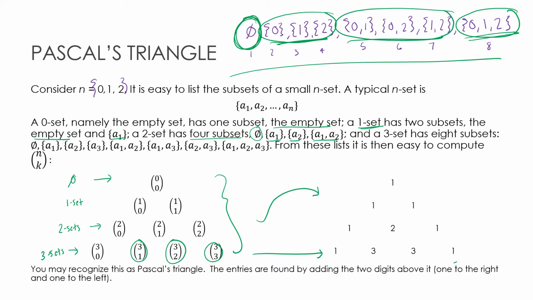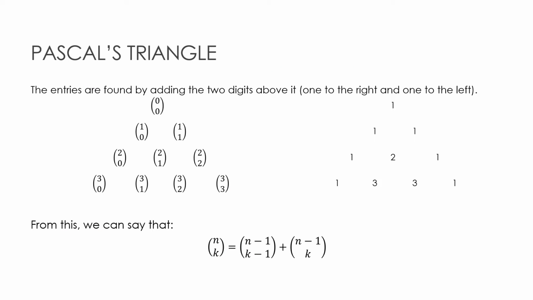Well, we can also continue this triangle by adding the 2 digits above it, one to the right and one to the left. So if you'll notice, these 2 add up to 3, these 2 add up to 3, this plus nothing adds to 1, we get the idea. Now, mathematically, what does it mean when I say that I can take 1 to the left and 1 to the right and add them together?